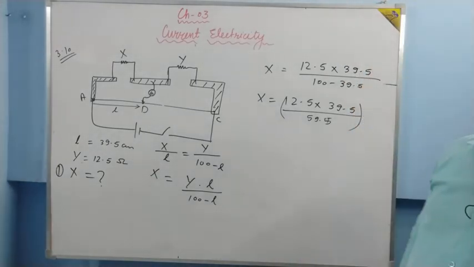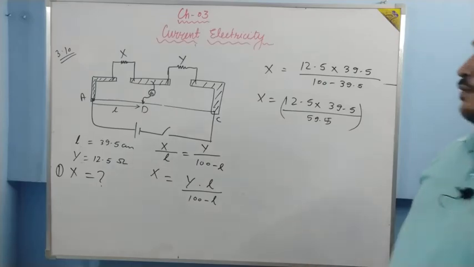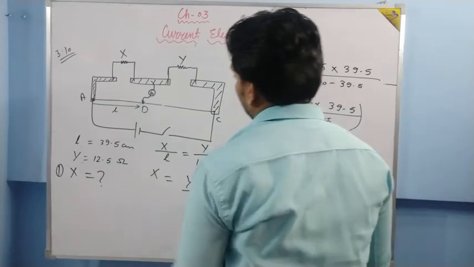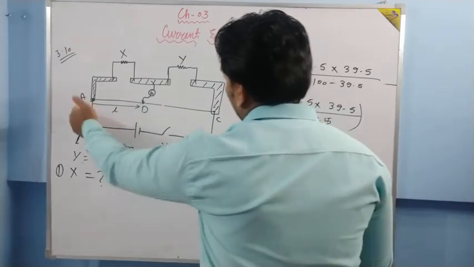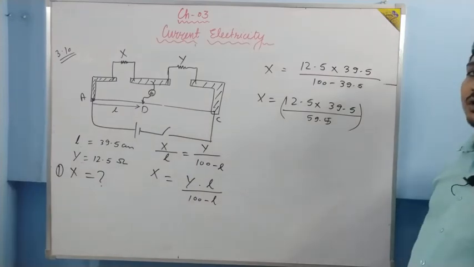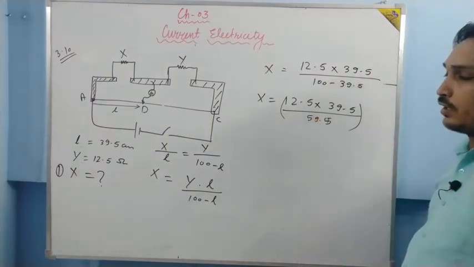Second part of the question: if X and Y are interchanged, if Y goes over there and X goes over there, then obviously L will also get interchanged. So from A, the length will be 59.5. From C it will be like this.